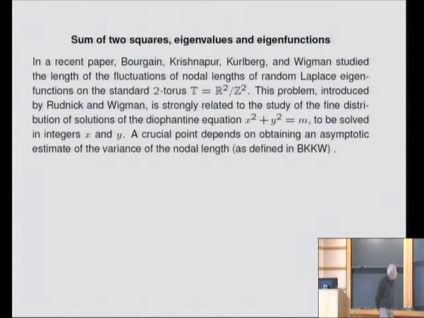And now you can study the nodal length. So the set, the curves, the curve where this eigenfunction is equal to 0. And physicists are interested in that. There are various problems. For example, studying the length, studying the number of connected components of such a curve, which is a very interesting problem. And so the problem really depends on the study of the distribution of solutions of this equation. Each solution, in integers, of course. Each solution determines one eigenfunction. So depending on the set of solutions, you get your set of bases for the eigenfunctions and then the corresponding random eigenfunctions.